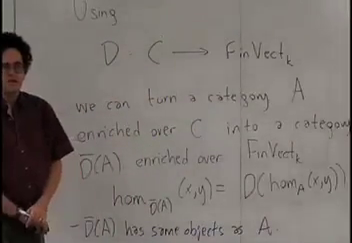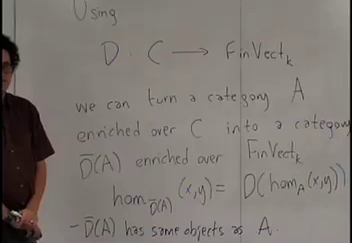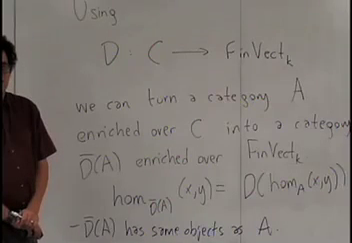I don't know anything about this enriched category. Does an enriched category always come with a two-category structure coming from the category structure of C?